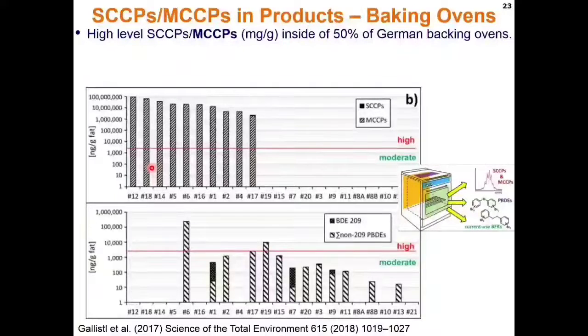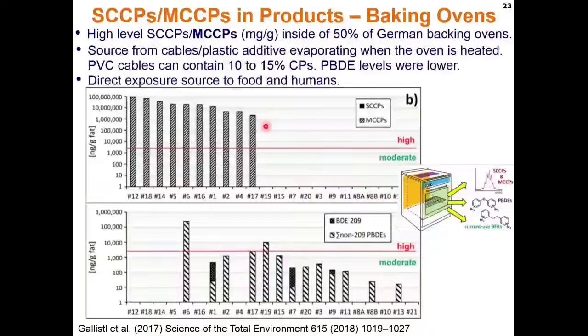So he analyzed 20 baking ovens, and 50% of these baking ovens contained very, very high levels of chlorinated paraffins indoor. This means this came from cables, and these PVC cables contained up to 10 to 15% chlorinated paraffins. And when you are baking and cooking, these chlorinated paraffins come out. At the moment, he has a study where he measures the cakes and other products in the oven, how these chlorinated paraffins are transferred.